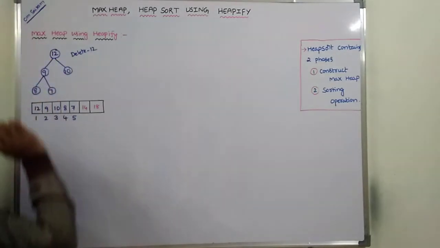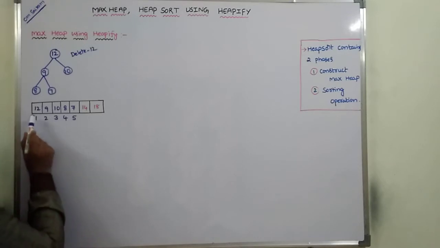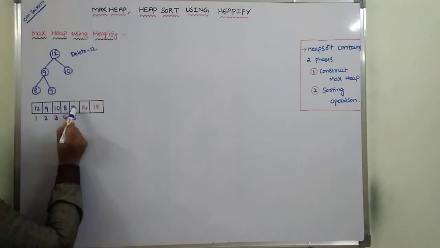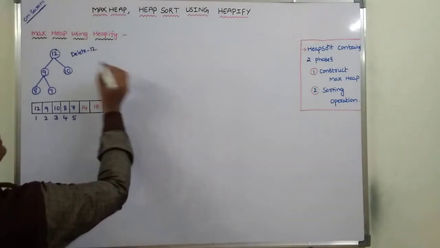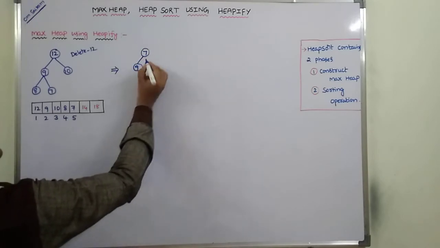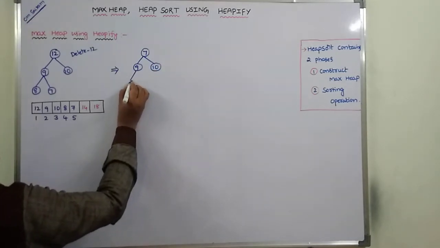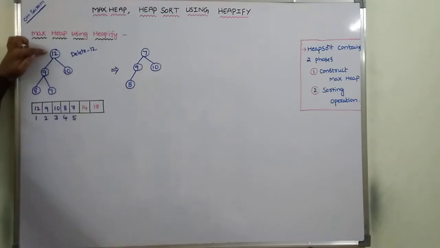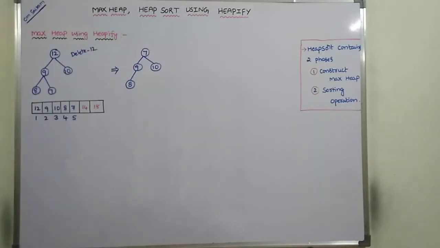Okay, so 12 can be replaced with the last node in the complete binary tree or maximum heap. The last node in the complete binary tree is index 5, that is 7. So now 12 is replaced with 7. After that we are getting 7's left child is 9, 7's right child is 10 and 9's left child is 8. Okay, so 12 is replaced with the last element in the complete binary tree or our maximum heap, that is 7. After that we are getting this tree.